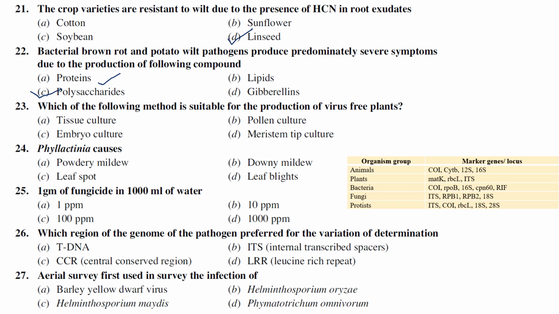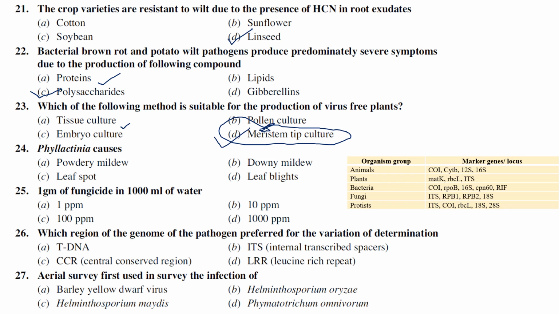Which of the following methods is suitable for the production of virus free plants? Tissue culture, pollen culture, embryo culture, meristem tip culture. Tissue culture can be recommended, but for the production of virus free plants the most recommended method is meristem tip culture, because the meristem is a continuously dividing tissue where the virus cannot stay. So the best method is meristem tip culture.